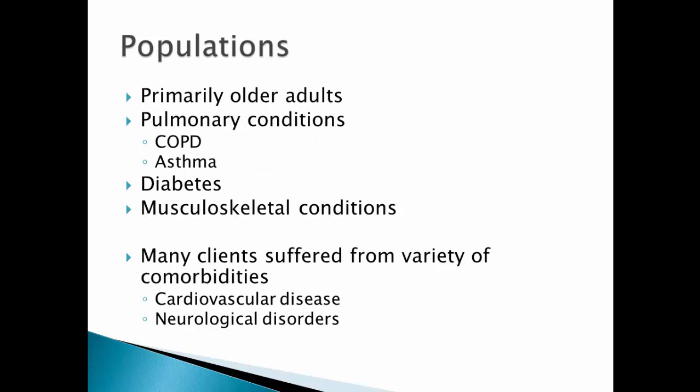The main populations worked with at the clinic were primarily older adults with a variety of conditions such as pulmonary conditions. This was primarily in the form of chronic obstructive pulmonary disease or asthma, along with diabetes and musculoskeletal conditions. Many of the clients also suffered from a variety of comorbidities such as cardiovascular disease and neurological disorders.